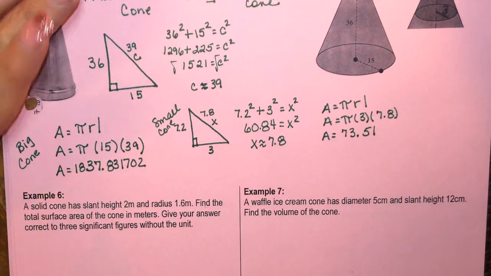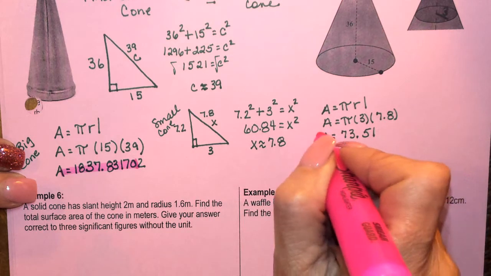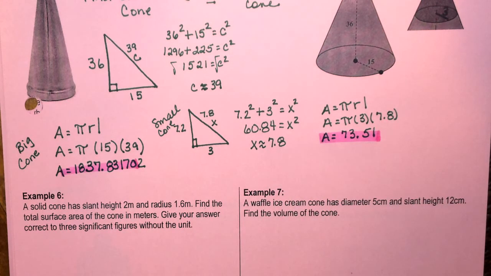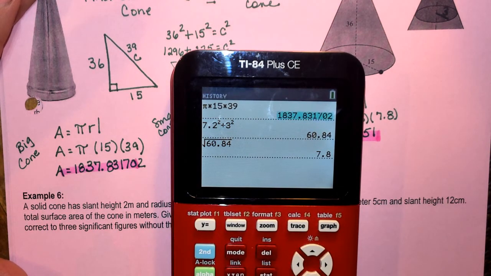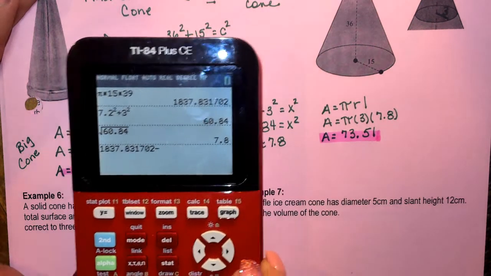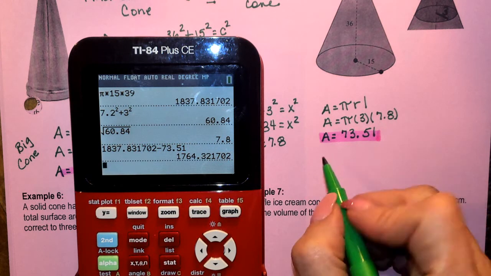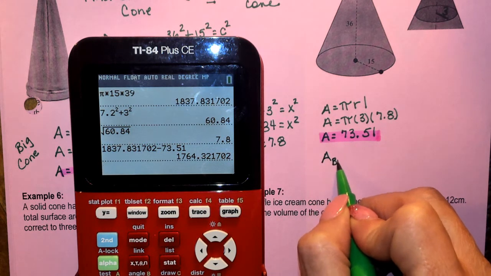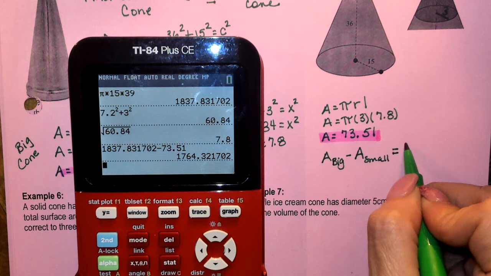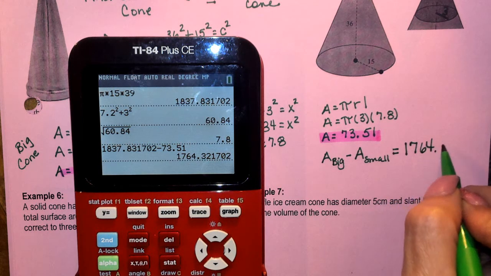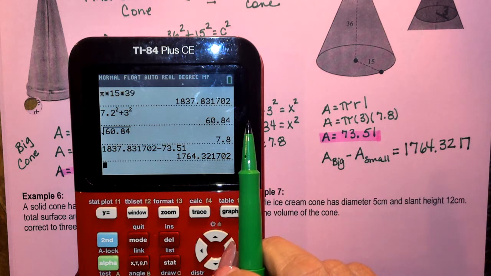Now, I need to take the area of the big and subtract off the area of the little. I'm going to cheat a little bit because I've already got these numbers in my calculator. So I'm going to go up here to the big one and say minus, and I'm just going to type that one in, 73.51. All right, so here's what I got. The area of the big minus the area of the small equals 1764.3217. And they wanted this to 3 sig figs.